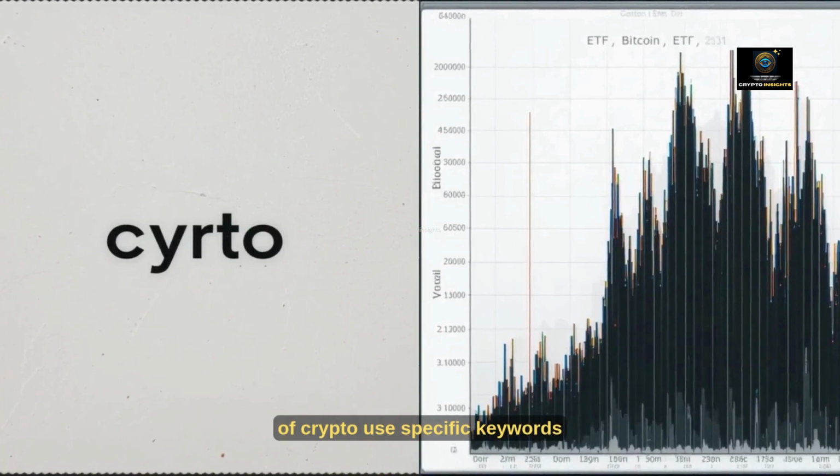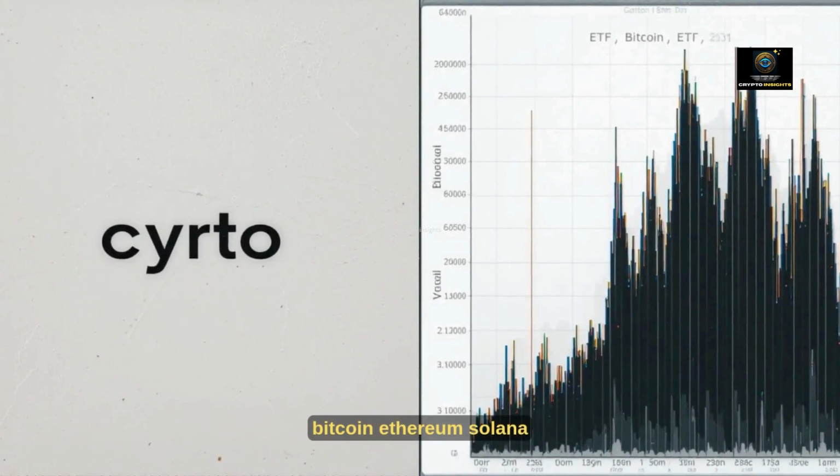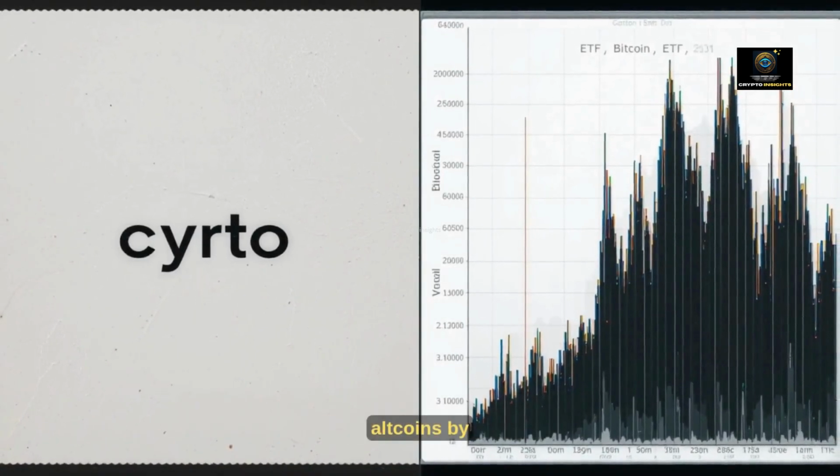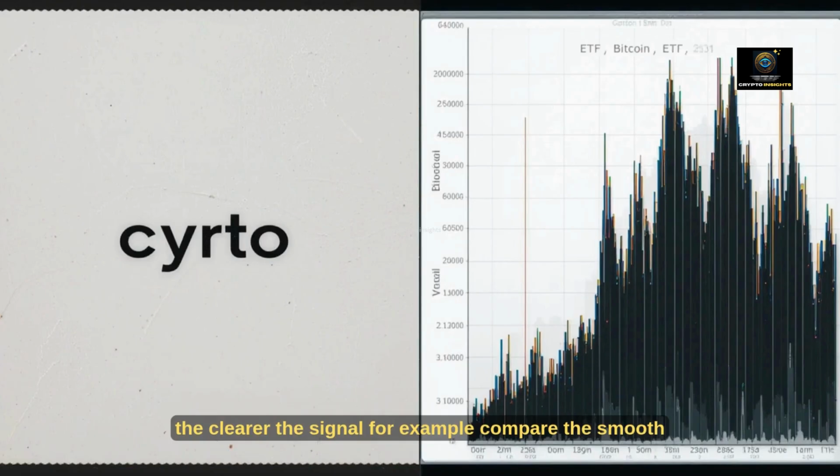Instead of "crypto," use specific keywords: Bitcoin, Ethereum, Solana staking, Avalanche wallet, best altcoins. The more specific you are, the clearer the signal. For example, compare the smooth broad trend for "crypto" to the sharp, news-driven spikes for "Bitcoin ETF." The latter gives you actionable data.